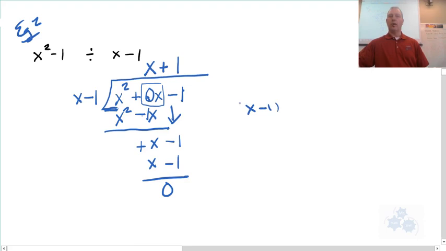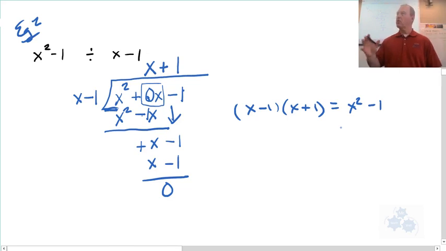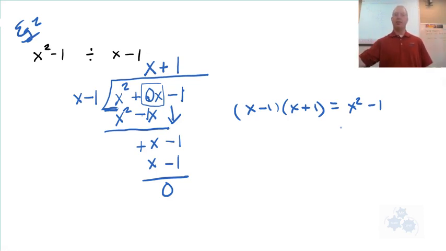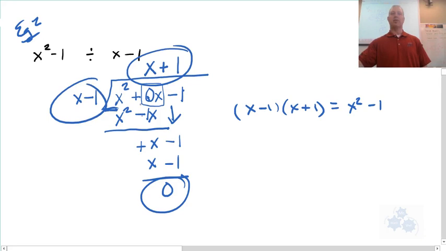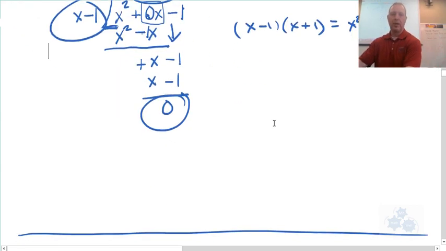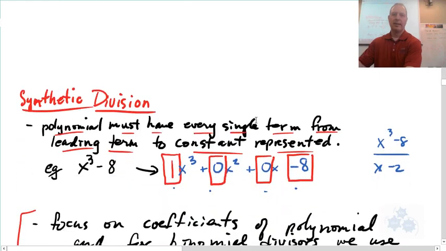X minus 1 times x plus 1 should equal x squared minus 1. Is that true? That's a difference of squares, right? You shouldn't even have to multiply that out to see, hey, that's a difference of squares. That's exactly true. So here we have a 0. So that means that this and this are factors. And yeah, okay. So any questions about that example for long division? Okay, don't forget if you subtract by a negative. All right, let's move to synthetic division.